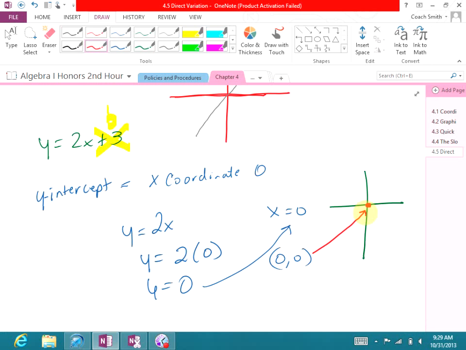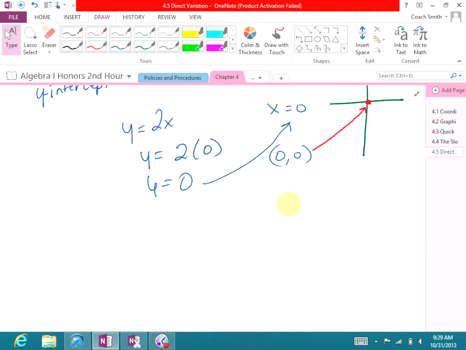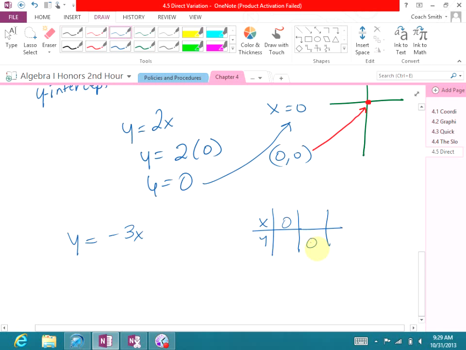Okay, now, how do you find the slope given, for example, y equals negative 3x? If you have to prove the slope, well, we need two values for the slope. So we're going to do our input-output table, and we're going to do the same thing that we did the other day. We're going to make x equal to 0, and we're going to make y equal 0.